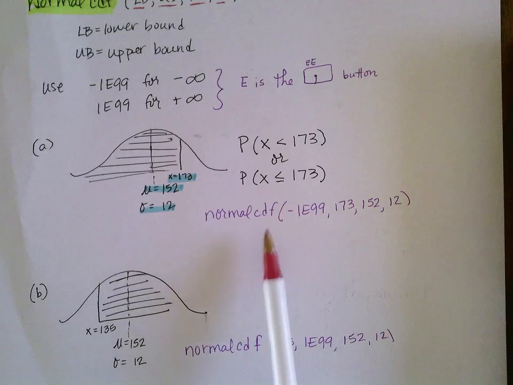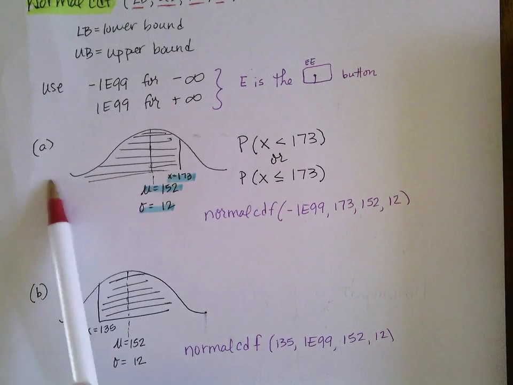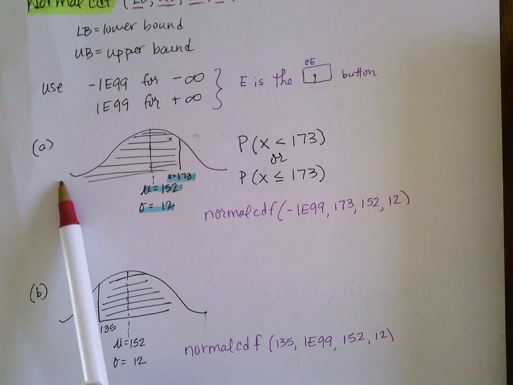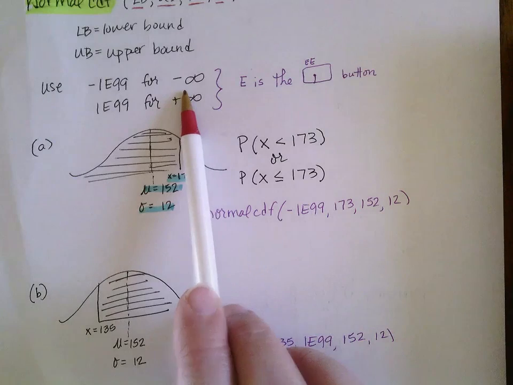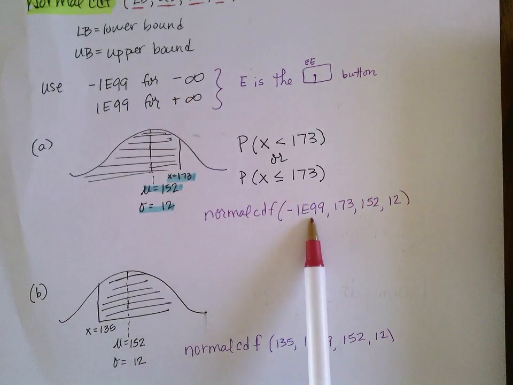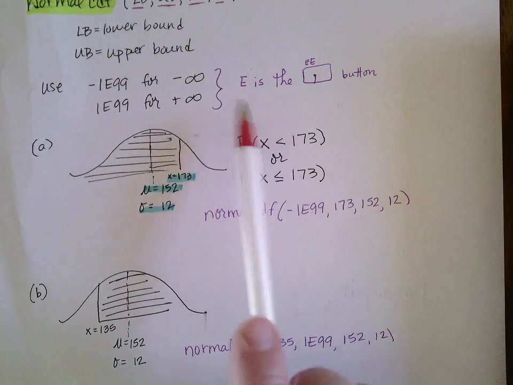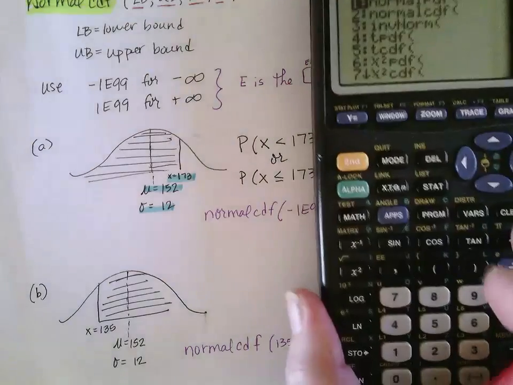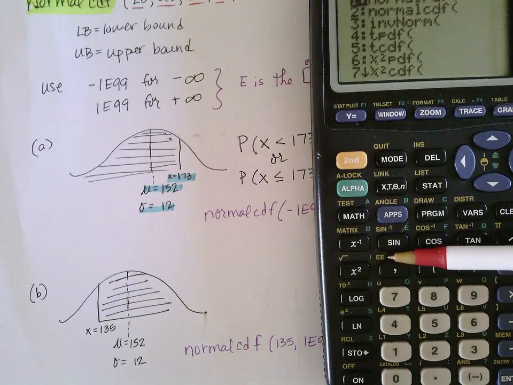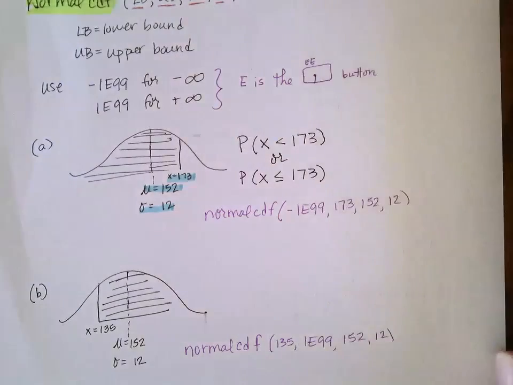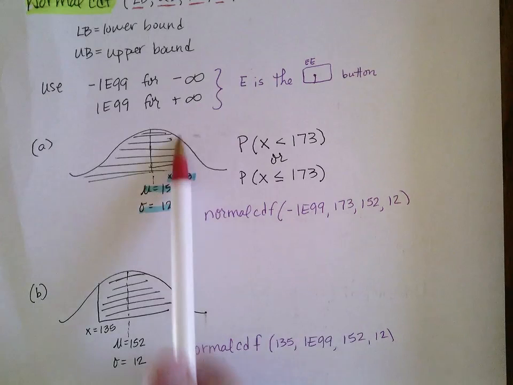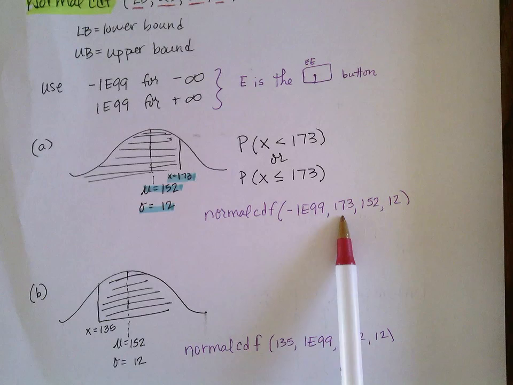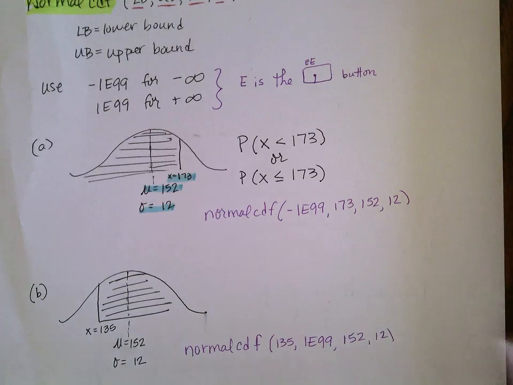So my command, when I shade, I notice it's going all the way here to the left, which is technically negative infinity. So I'm going to use negative 1e to the 99, and it's a little weird. Your e is really the double E button, which is above the number 7. So you'll see it right here. It sits above the comma, and I'm going to need to hit second comma to get that E button. You'll see here in a second. My right bound is where I stopped shading, so 173, and then my mean and my standard deviation.